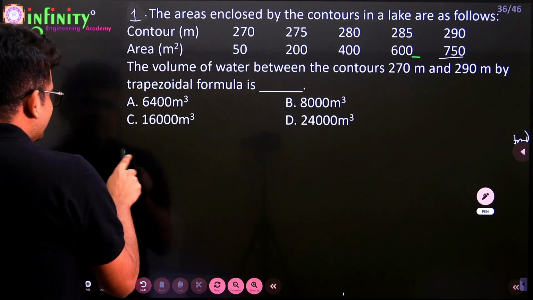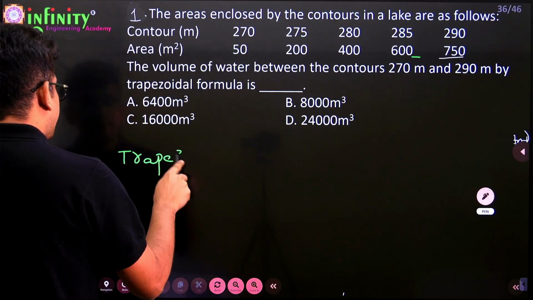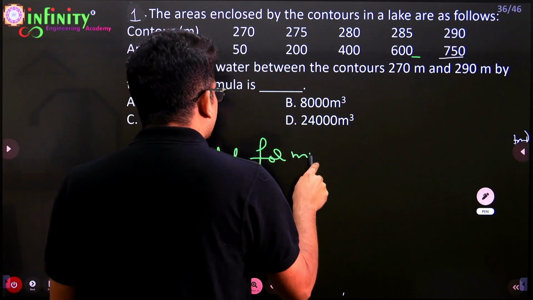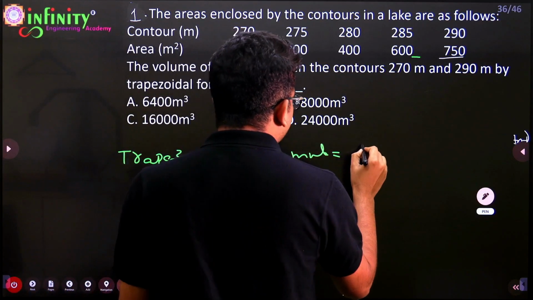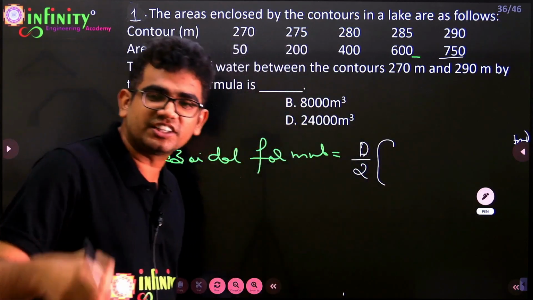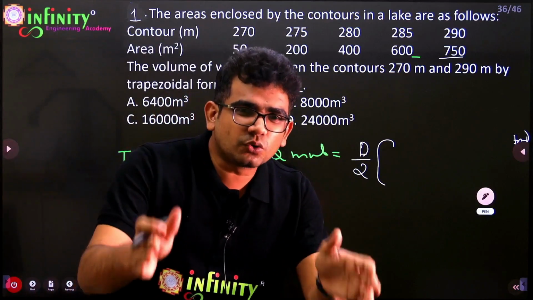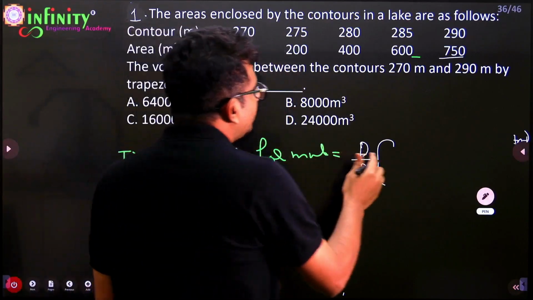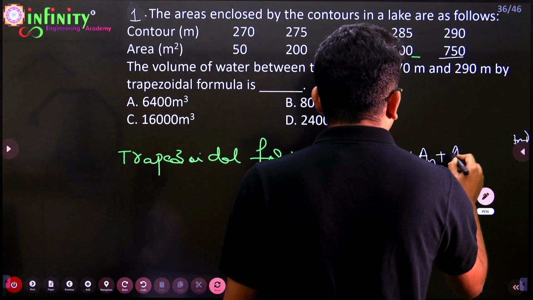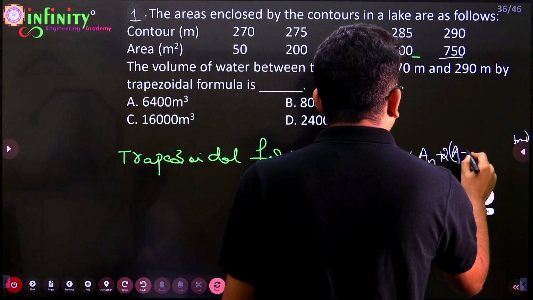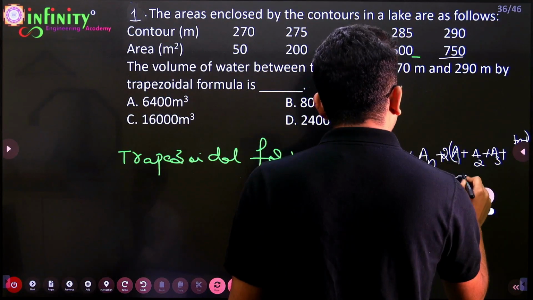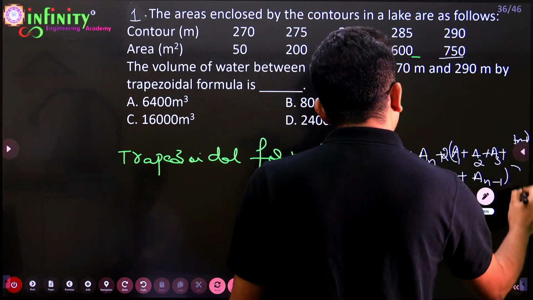Okay, so you know what is the trapezoidal formula? Trapezoidal formula equal to what? It is equal to d by 2. D is the distance between the contours, vertical distance between the contours, which is called as contour interval. So d by 2 into a naught plus an plus 2 into a1 plus a2 plus a3 plus and so on an minus 1. So this is the formula.